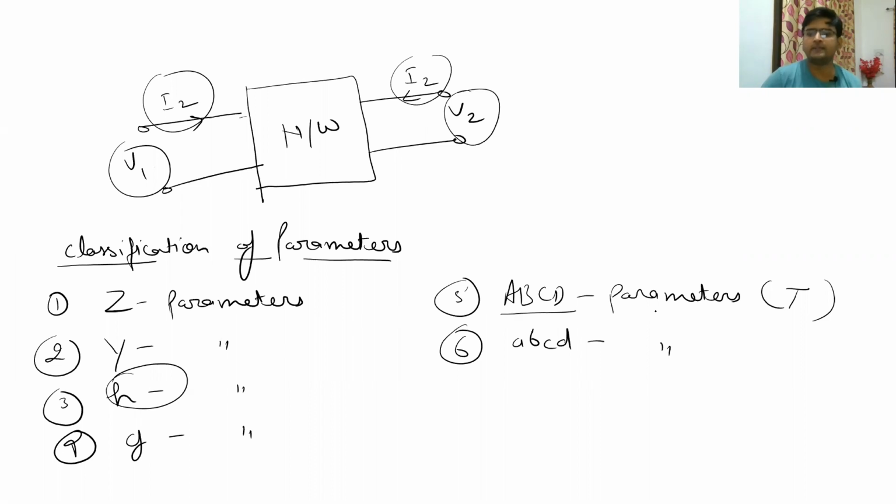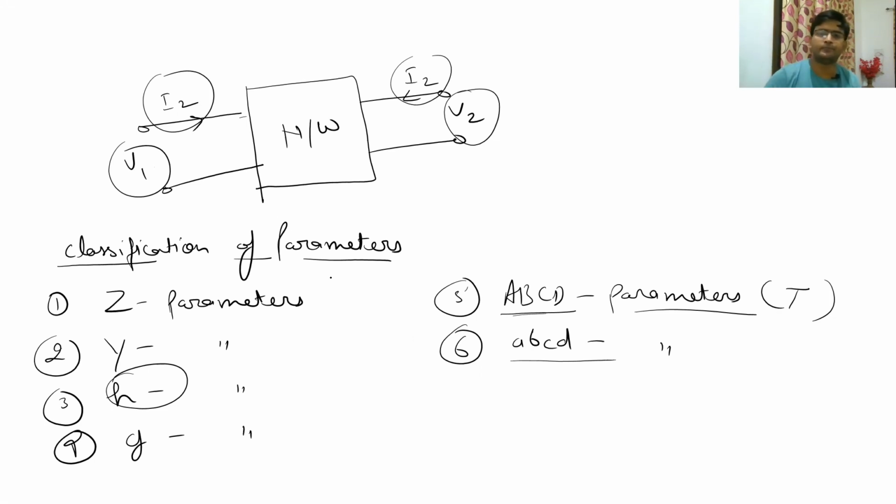And then we have ABCD parameter. This is basically transmission line parameter. You must have seen these big transmission lines that carry electricity from one city to another city or generating station to the power grid. To characterize those transmission lines, we use these ABCD parameters, or we also call them T parameter, T for transmission. And the inverse of this ABCD parameter is a small abcd parameter. So we are going to quickly see all these parameters.